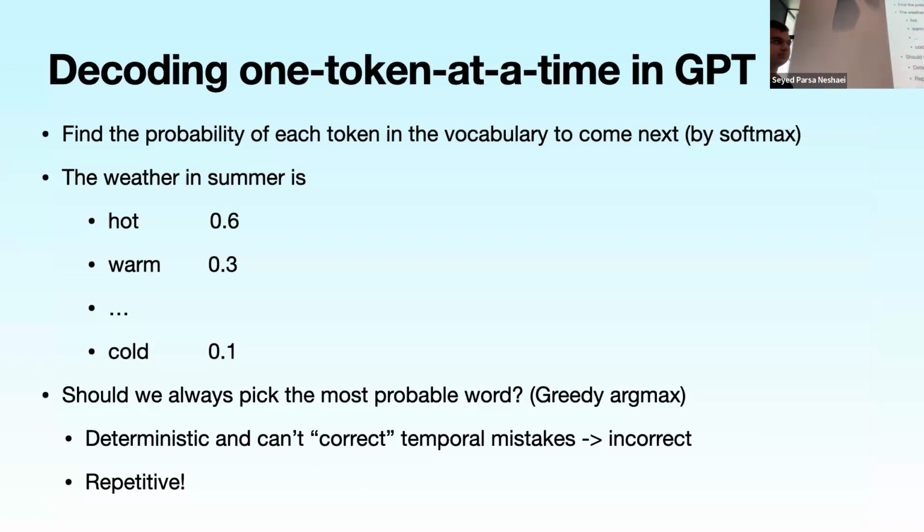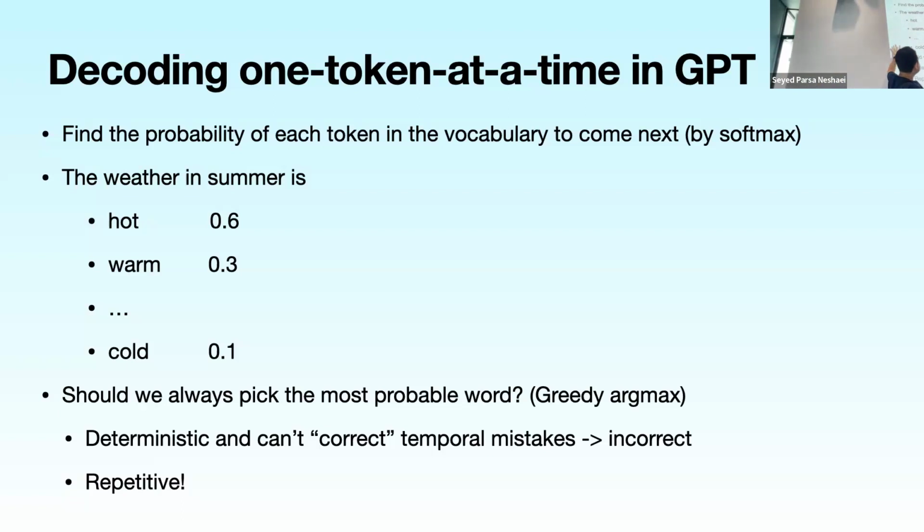So about the decoding, we said that GPT decodes one token at a time. It finds the probability of each token in the vocabulary to come next. We can do it by softmax, right? We have a set of scores, and we can put them in a softmax function to find the probability for each token. For example, GPT wants to complete "the weather in summer is": hot has this probability, warm has this probability, and cold is a small probability.